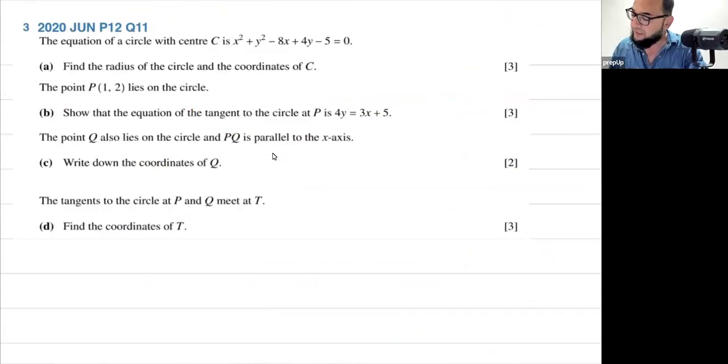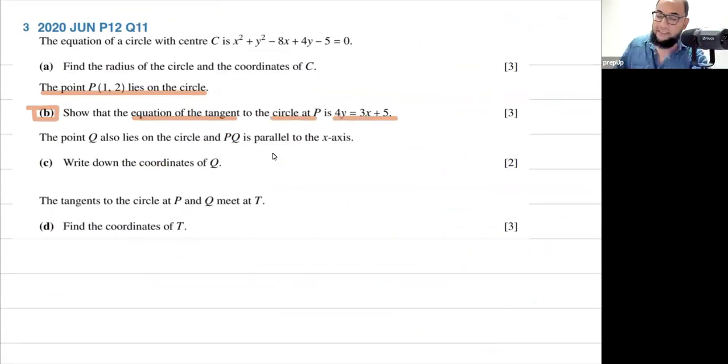Now it says, let me change the color. So now it says, in this orange color, the point P(1, 2) lies on the circle. Show that the equation of the tangent to the circle at P is this much. That is the second part.